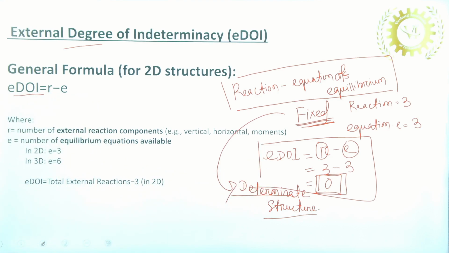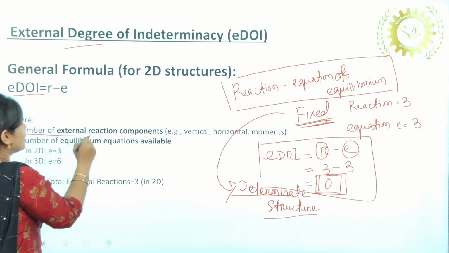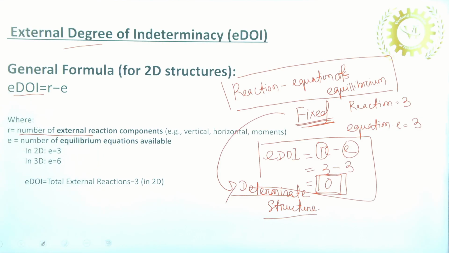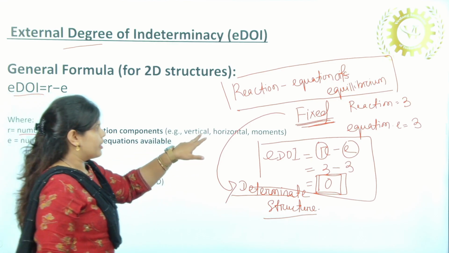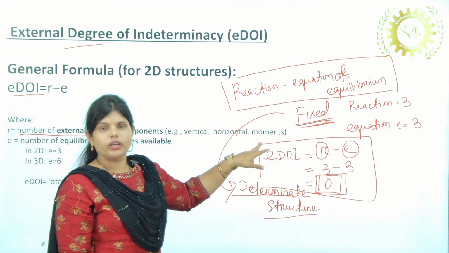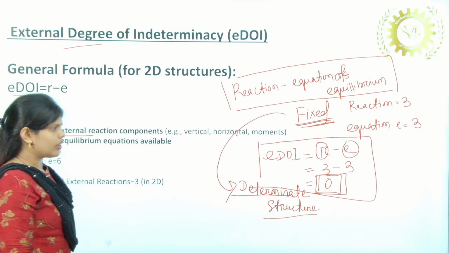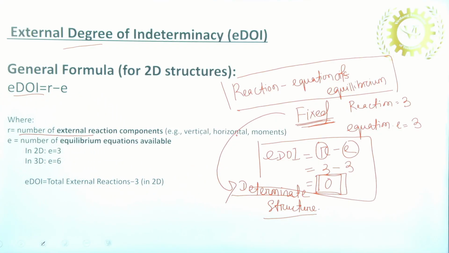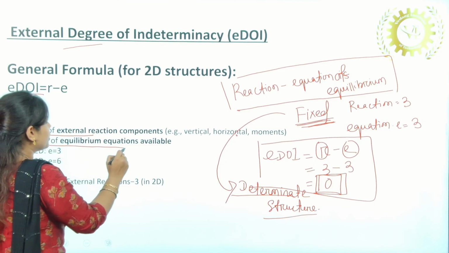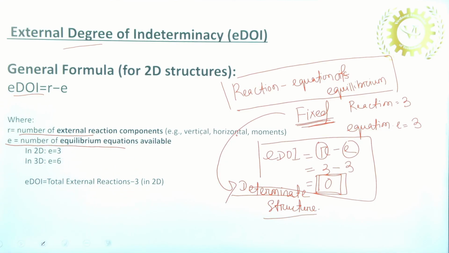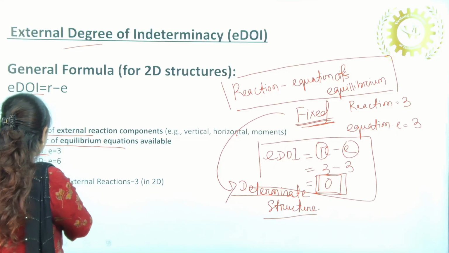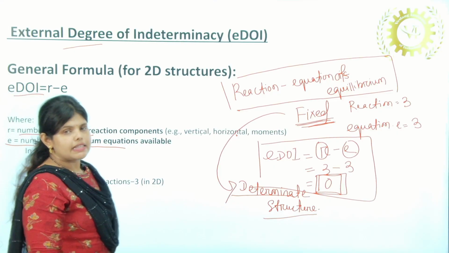Okay. So R is the number of external reactions. For example, it can be vertical, it can be horizontal, or it can be a moment. Next is the number of equilibrium equations available. We have already discussed that in case of 2D, it is 3, and in case of 3D, it is 6.